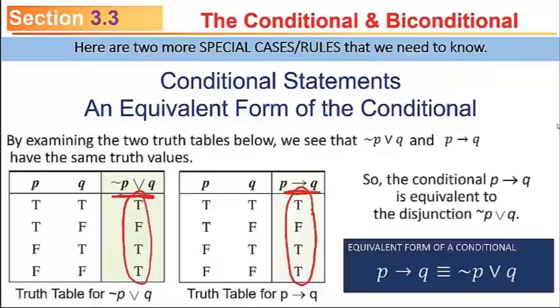So what I've shown is that the conditional P implies Q is equivalent to the disjunction not P or Q. And we tend to use this symbol in the middle, not an equal sign, but three horizontal bars, as the word equivalent. For our purposes, we're not making much of a distinction between equivalent and equal, but technically that three-bar symbol is equivalent. So P implies Q is equivalent to not P or Q, and I know that because I looked at the truth tables back on the left and saw that they produce the same truth values. So that's the first of the new special case rules that we need.